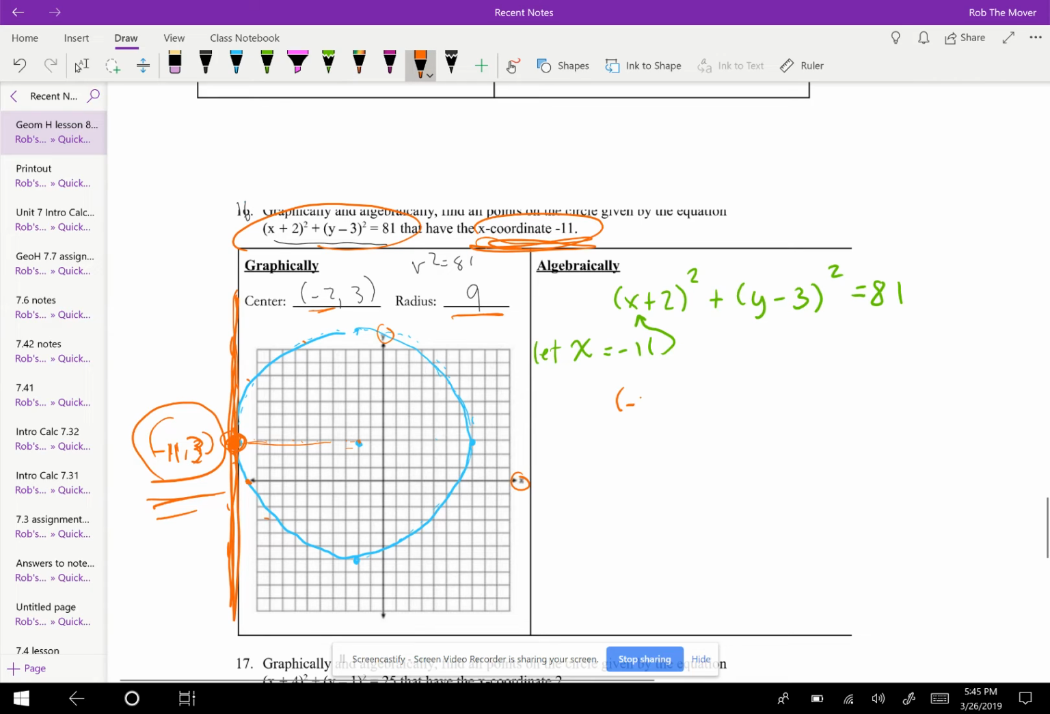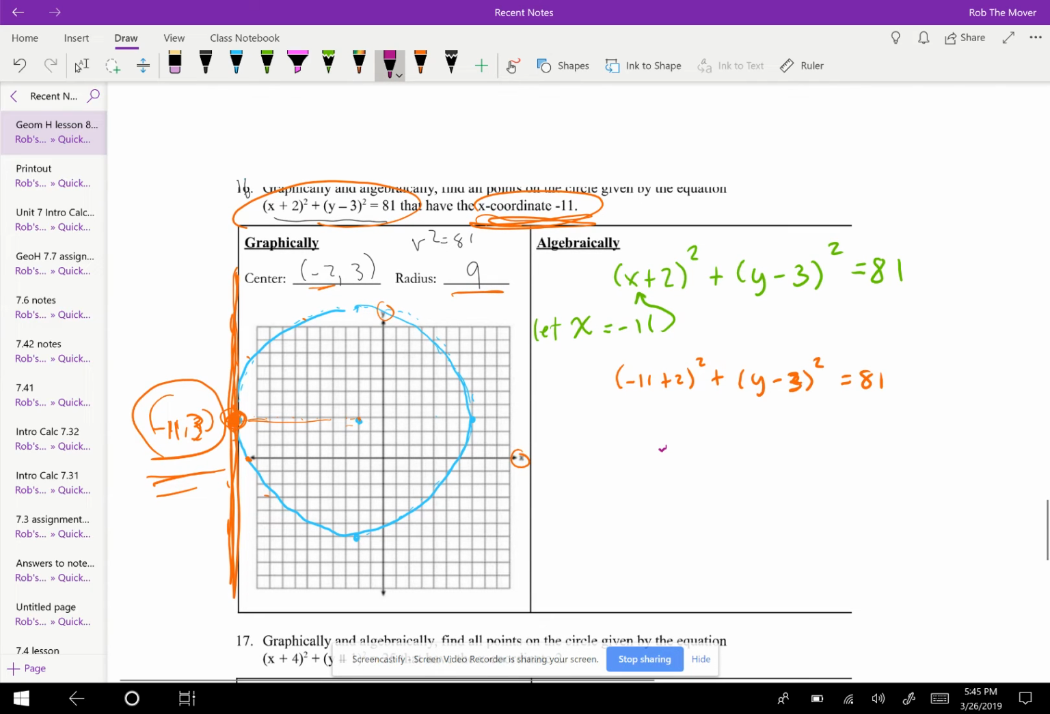Not too complicated. -11 goes in for x. Now y is still y, and we're trying to find y, so that's good that we still have a variable in our equation. And so we have some algebra to do, right? Let's simplify this. -11 plus 2 is -9, and then I square it, I get positive 81. And I get y minus 3 in parentheses squared here. And on the right, I get 81 as well, because I already had 81.